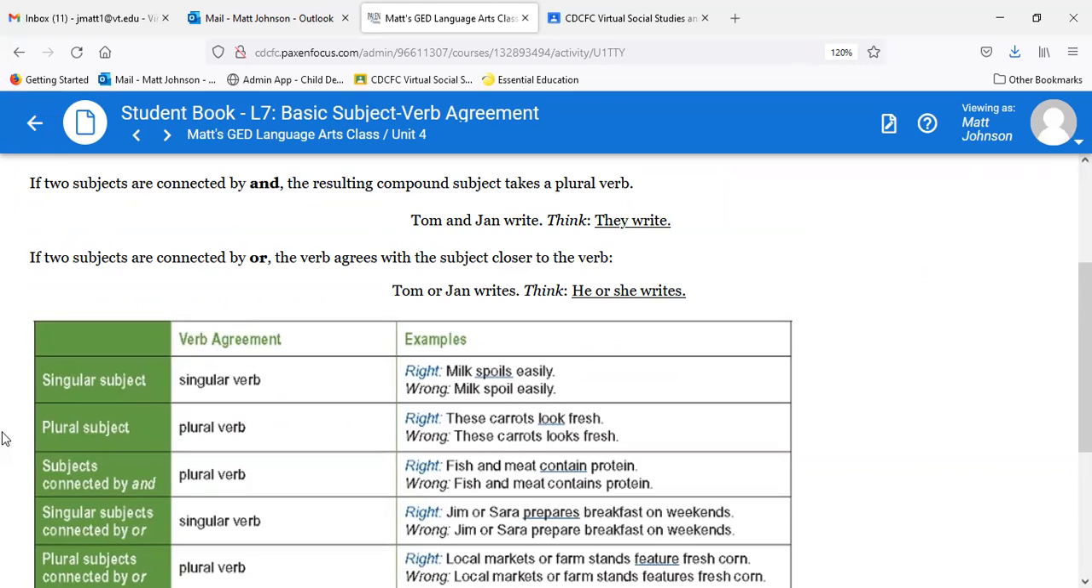And then the second rule it says here, if two subjects are connected by or, the verb agrees with the subject closer to the verb, because now you're dealing with individual units, not a collective. Tom and Jan together are plural. Tom or Jan is singular because we're just dealing with Jan. We're taking that last subject, that last part of the noun, to make the verb and subject agree. Likewise, if I said Tom or the kids write, or Tom or the children write, then because that second subject is plural, we're using that plural version of the verb.